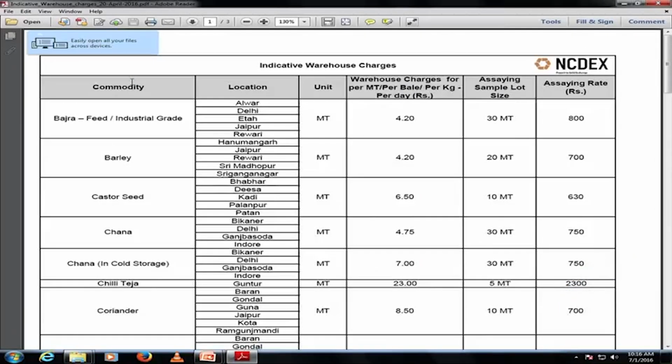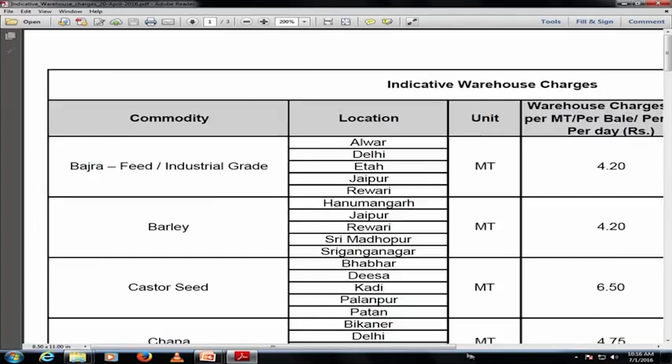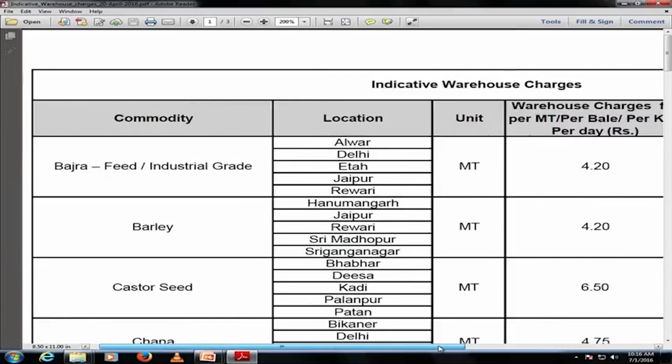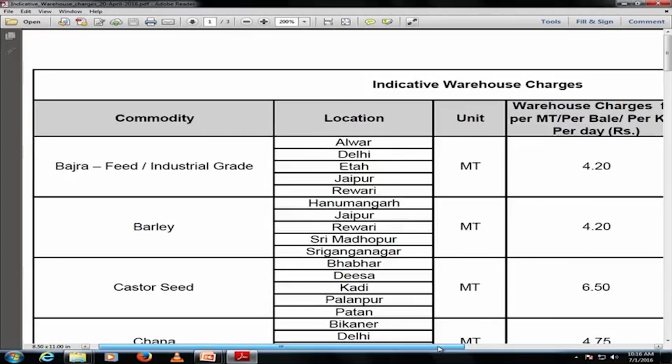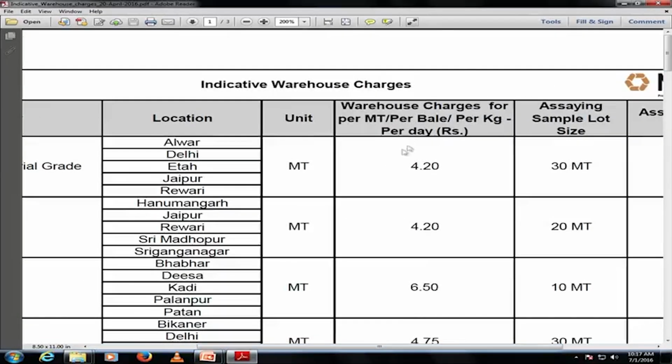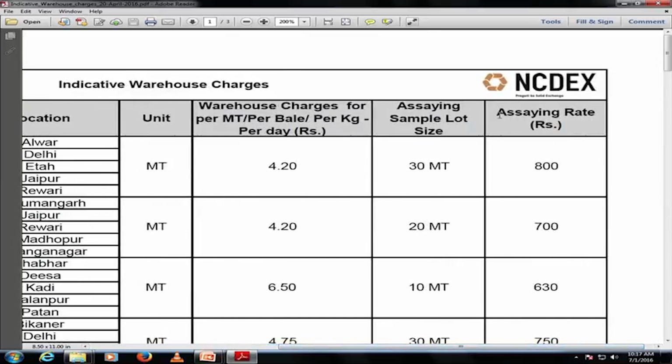Exchanges inform us what the storage cost is. This is a typical example of exchanges letting us know the storage cost. This particular document I have downloaded from the National Commodity Derivative Exchange website. If you see, bajra stored in an Alwar warehouse costs around 4.20 rupees per day for 1 metric ton of storage, and besides this you also have another cost, the assaying rate or quality assessment rate, which costs about 800 rupees for 30 metric ton. So from time to time exchanges inform us what the cost of storage is, and this has to be incorporated into the forward price modeling.